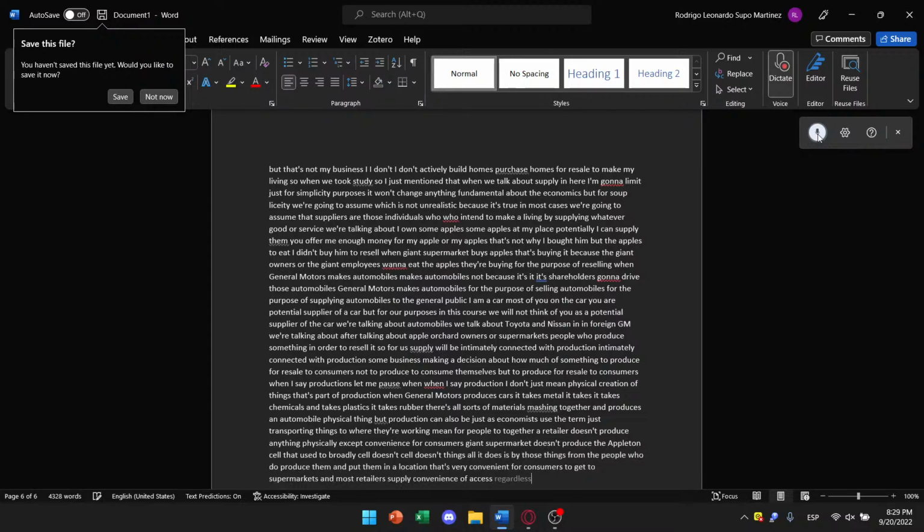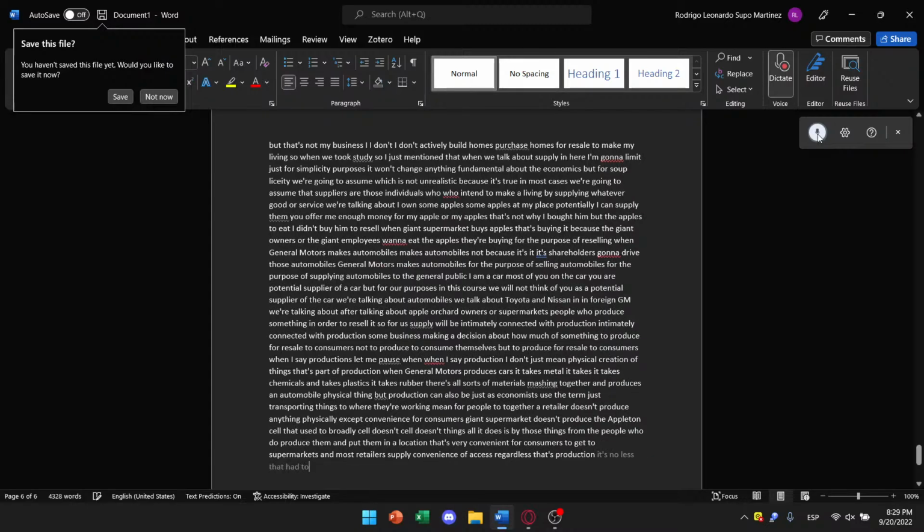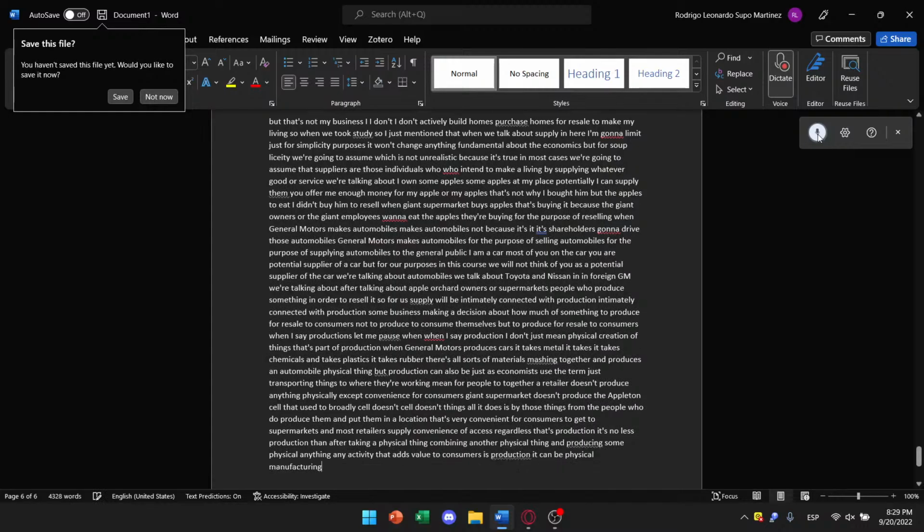For economists, that's production. It's no less production than actually taking a physical thing, combining it with another physical thing, and producing some physical output. Any activity that adds value to consumers is production. It can be physical manufacturing, but it doesn't have to be.